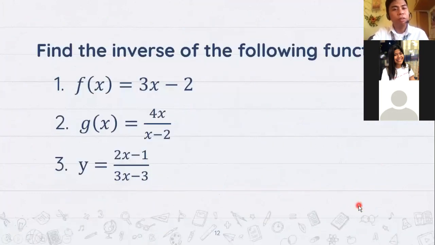So, find the inverse of the function. Ano daw gagawin natin, class? We need to find the inverse. So, assuming that all of these are one-to-one, ang gagawin natin is to find the inverse. At gagawin natin yung nasa definition.